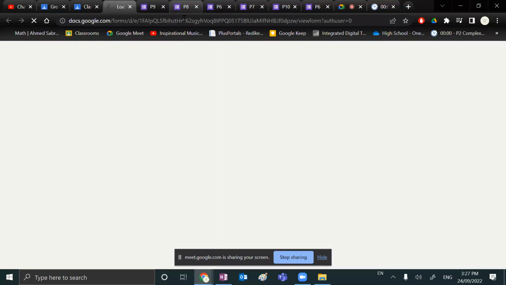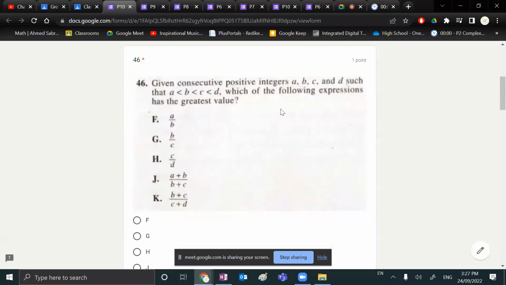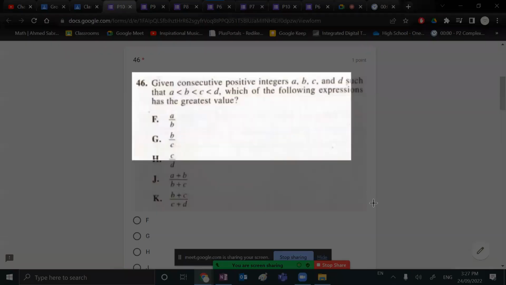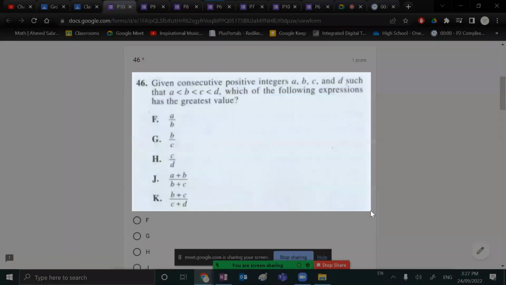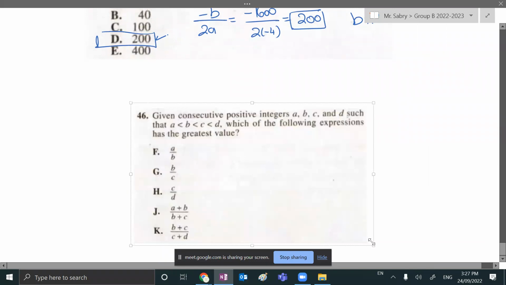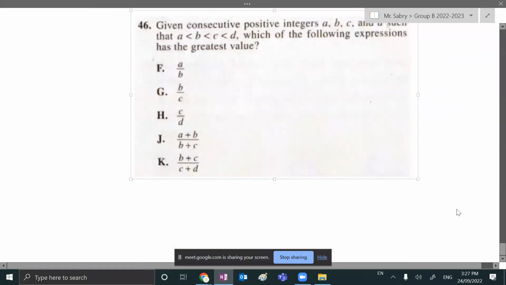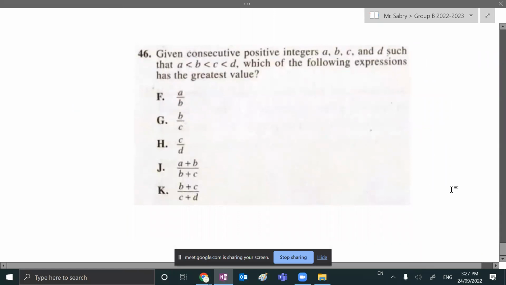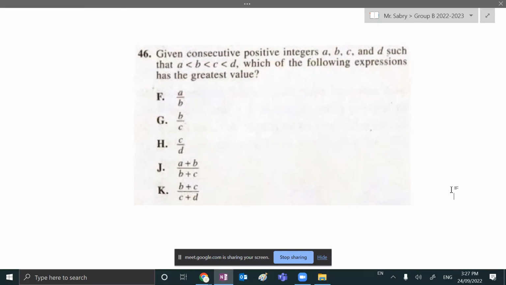Now P10 and 11. Given that these are consecutive integers such that each is one bigger than the other, which one has the greatest value? So the whole idea here is that they need to check your understanding about fractions in general. In a fraction, the bigger the denominator and the smaller the numerator, the smaller the overall fraction.